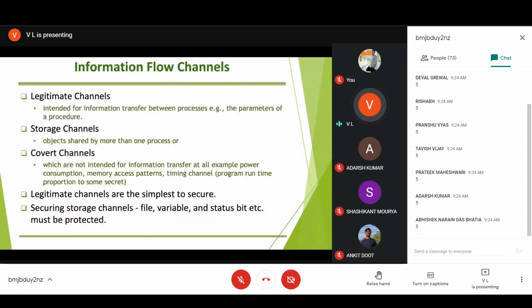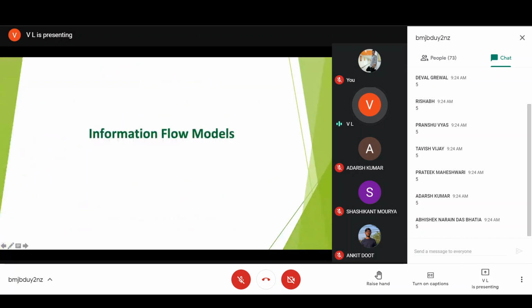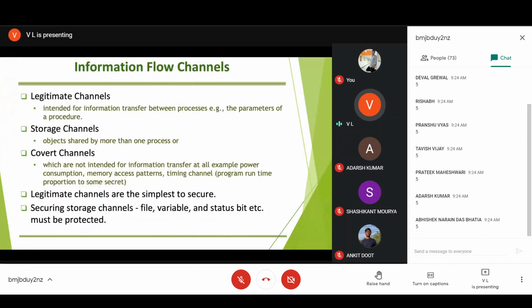So information flow channels can be divided into three parts: legitimate channels, storage channels, and covert channels. Legitimate channels are the channels through which the information flow is permitted. Covert channels are difficult. Let's look at what we mean by covert channels. For example, let's say a user is doing something on the screen, and there is a mirror behind the user, and a part of the information is visible in the mirror. So now this mirror is acting like a covert channel.